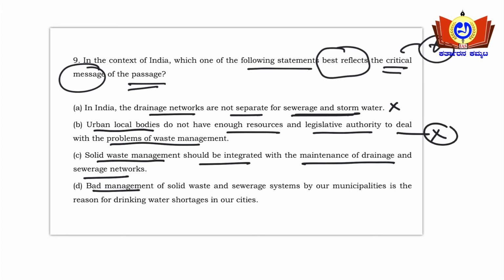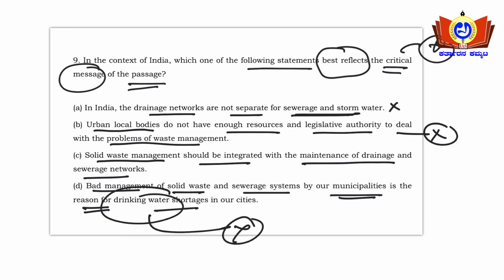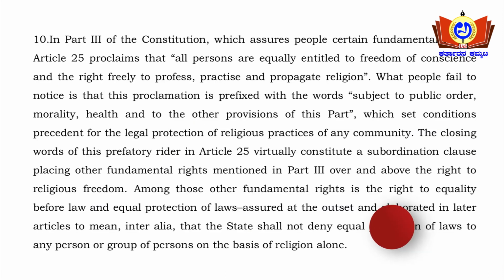Bad management of solid waste and sewerage system by our municipalities is the reason for drinking water shortage in our cities. No drinking water, nowhere in the passage is it dealing with the drinking water problem, my dear friends, based upon this sewerage systems. Hence option D also can be eliminated. Option C is the most probable option and the right answer, my dear friends. Okay, so moving on to the next question.